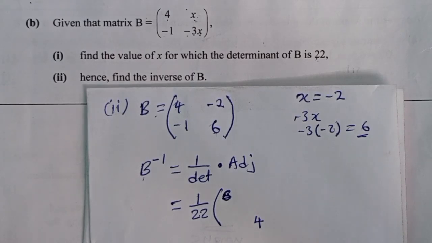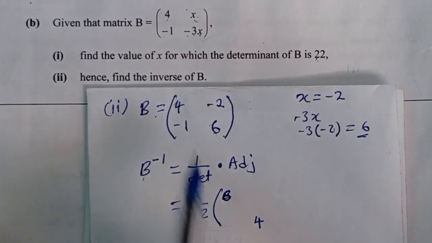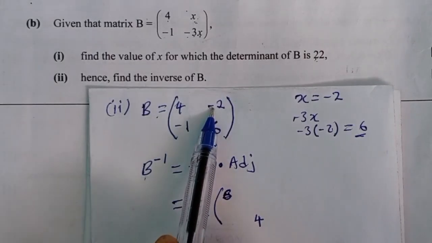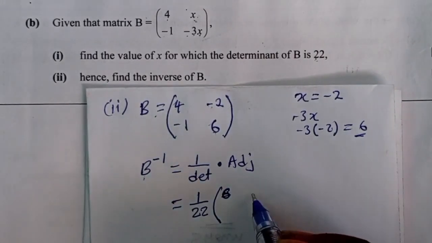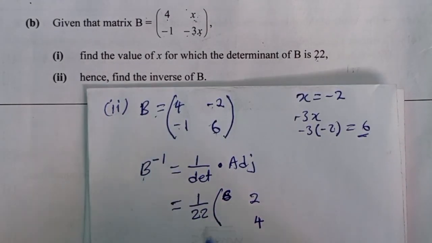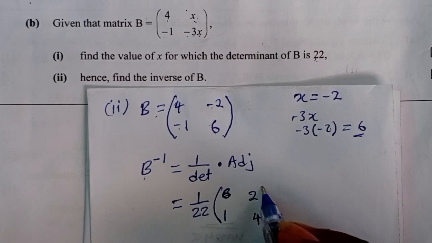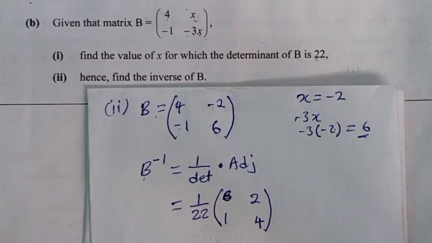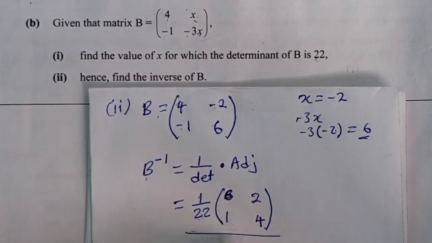Then the minor diagonal, the signs will change. If this is negative 2, it will be positive 2. If this is negative 1, it will be positive 1. So this is the adjoint. So 1 over determinant times the adjoint.